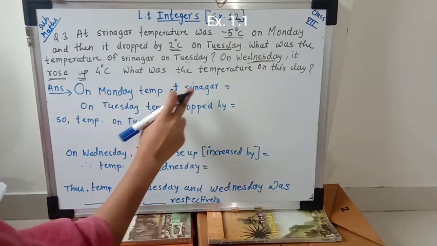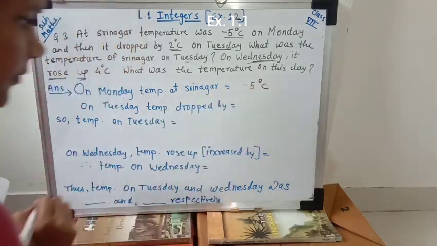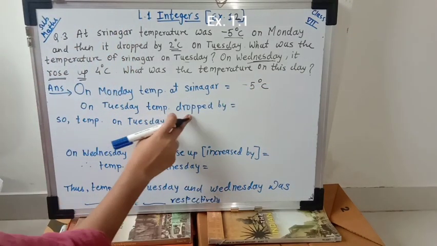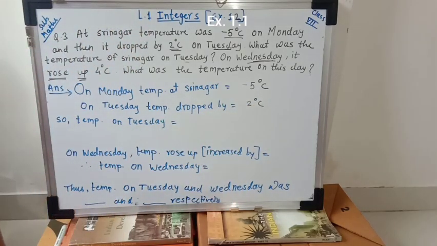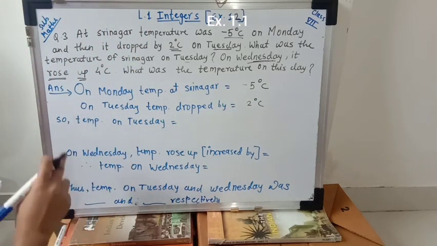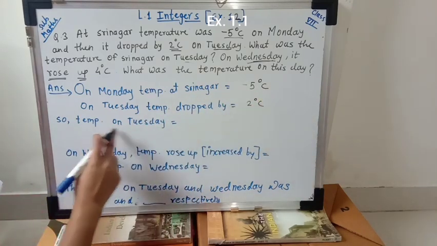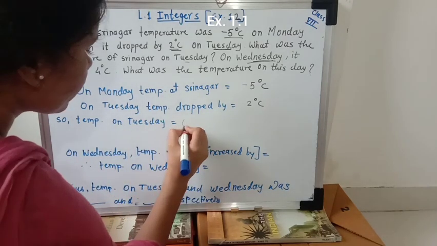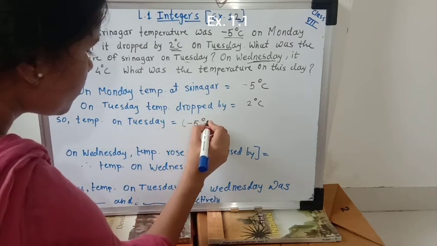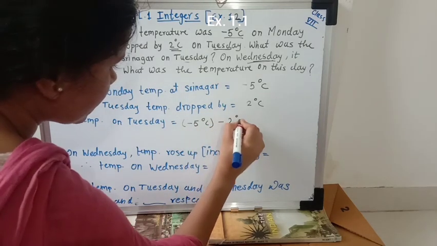On Wednesday, the temperature at Srinagar was minus 5 degrees Celsius. Now on Tuesday, the temperature dropped by 2 degrees Celsius. So here, to get the temperature on Tuesday, we have to do the subtraction of these two. So here, minus 5 degrees Celsius minus 2 degrees Celsius.